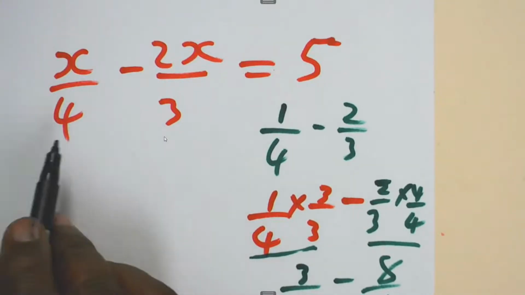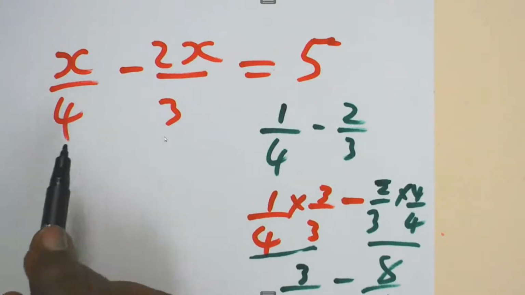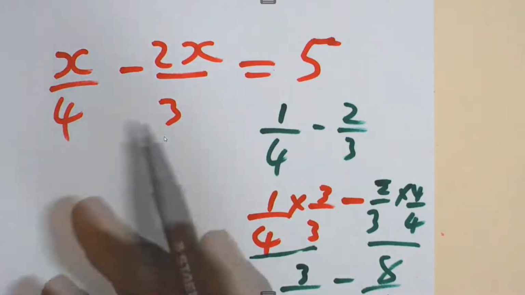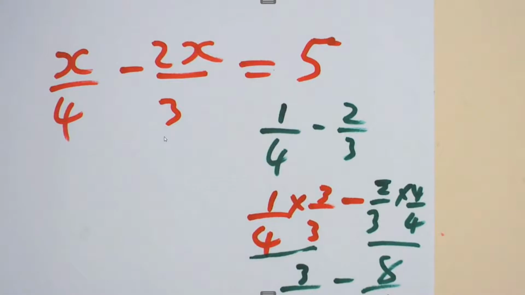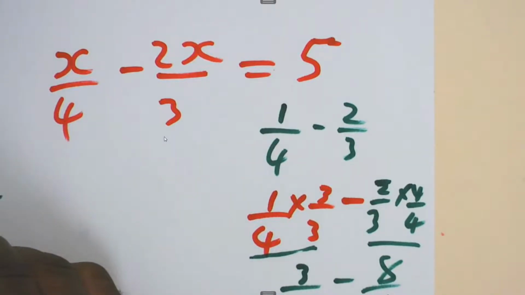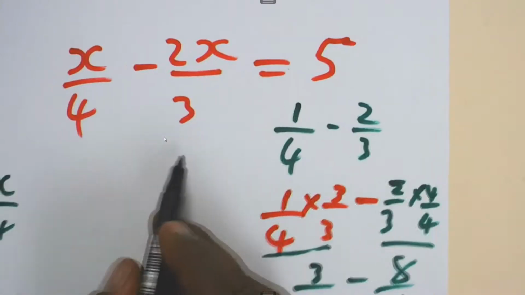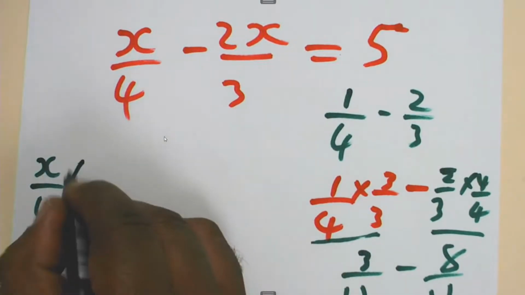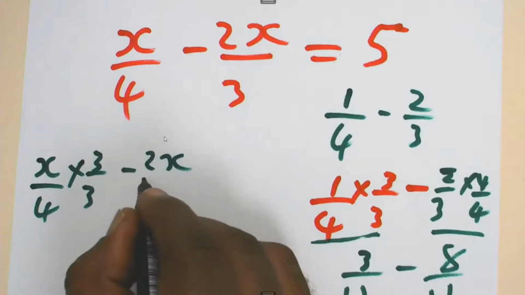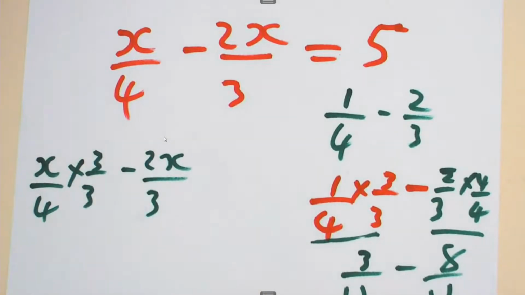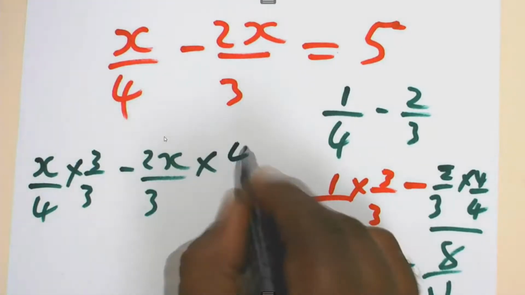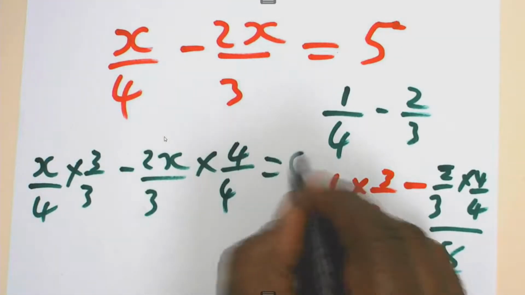The denominators are not the same, they are not factors. So you can see 4 by 3 is a 12. But how do we set this mathematically? Let's use the denominator of the other, which is a 3. Therefore, we say 3 over 3 minus 2x over 3, and using this one, 4 over 4 equals 5.